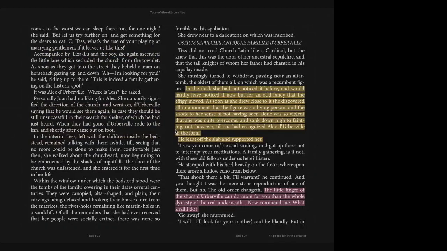When Tess goes down into the vault in order to explore it, she is musing. She has a really heightened sense of the irony of everything that's happening here, and the pathos of everything that's happening here. She goes down, and in the dust, she had not noticed it before, and would hardly have noticed it now, before an odd fancy that the effigy moved.